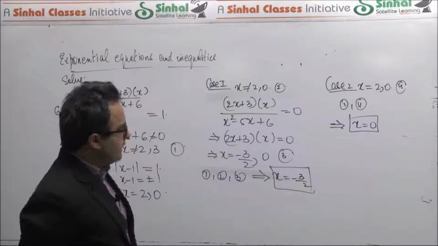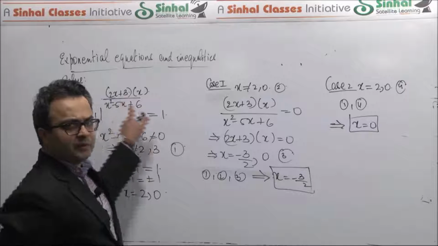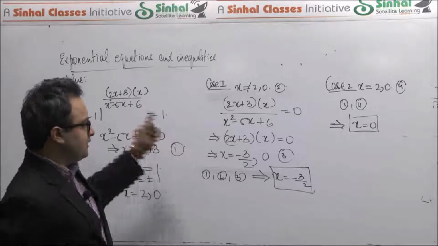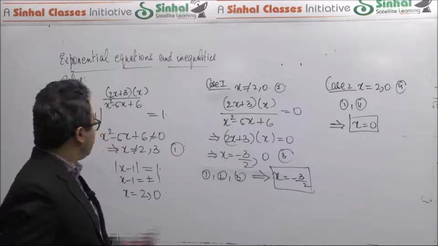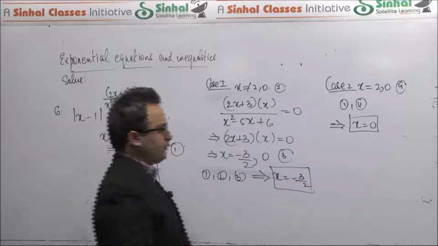So from 1 and 4, I'll have to reject the value of 2, because again for x equal to 2, this denominator will become 0, which is not allowed. So therefore there is that solution 0. So this given equation therefore has two solutions, minus 3 by 2 and 0.